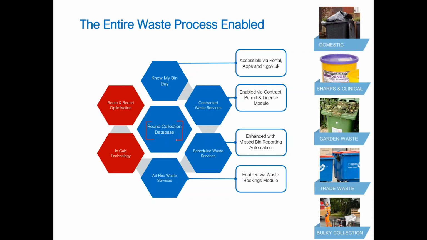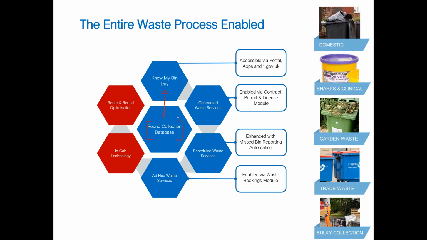So at its heart, the waste module has the round collection database, and that allows you to do a number of things. It allows you to do things like know-my-bin-day lookups on your native mobile app or on your website or through an affiliated website, or all of the above, so that customers can put in address details of their own or their neighbour or a relative, whoever it happens to be, and look up what the round collection schedule is going to be, including things like exception days and looking at a calendar and all the rest of it.